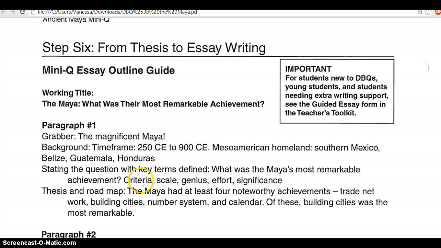And then you need to put your criteria. You need to put what you're judging it on. And you're judging it on scale, genius, effort, and significance. So you need to copy these words down too. So pause it whenever you need to so you can stop and copy it down.